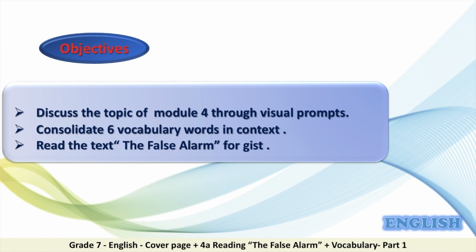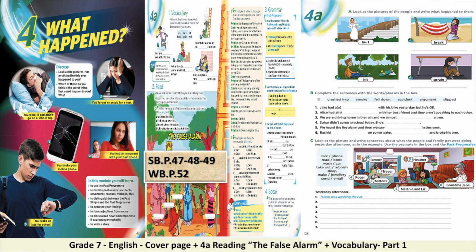Here we have three main learning objectives, which are to discuss the topic of Module 4 through visual prompts, consolidate 6 vocabulary words in context, and to read the text, The False Alarm, for test. Kindly open your student books, pages 47, 48, and 49, and your workbooks, page 52.